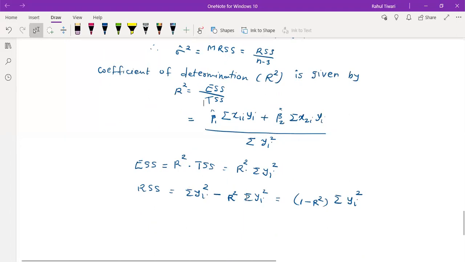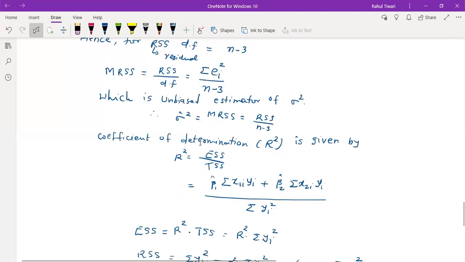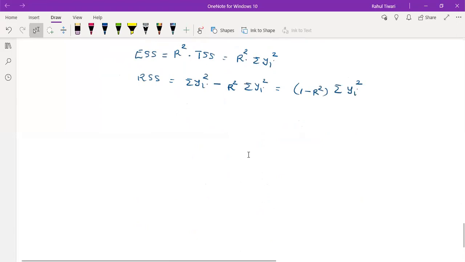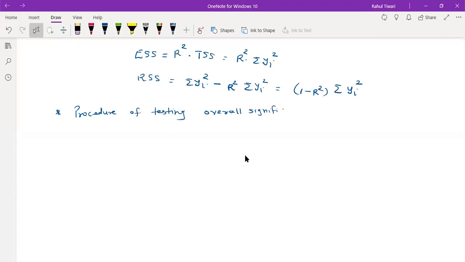I don't know how much you understood from all this written part, but definitely if I create it in the form of a table, you will understand. So let me create the table. Generally, this is a procedure of testing the overall significance of the model.